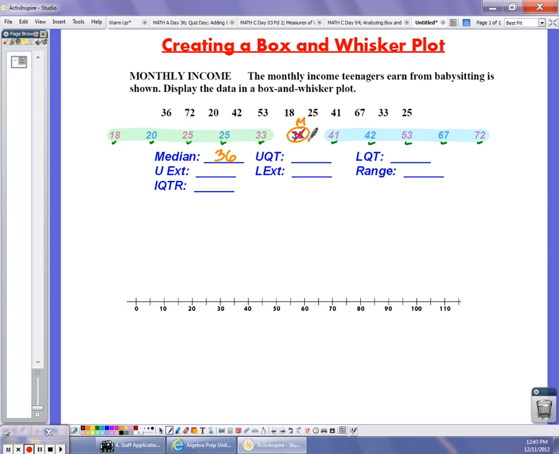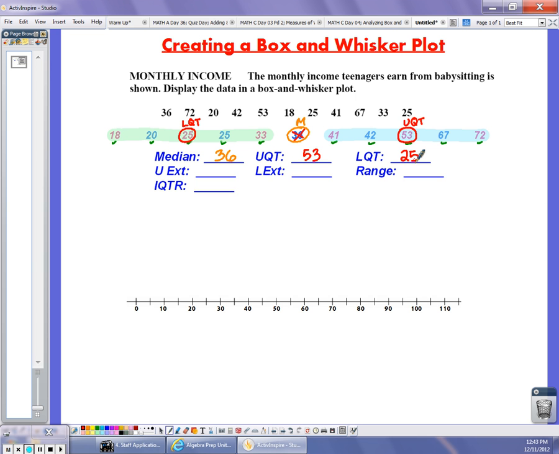So when I look for my upper quartile, I can see right away that it's the median of the upper half. We can call that the UQ, which is the upper quartile. We'll label that 53. And again, it's the median of that upper half. The lower quartile is the median of the lower half, which is right in the middle, and we can see that right away, which is 25. So the lower quartile, LQ, is going to be 25.